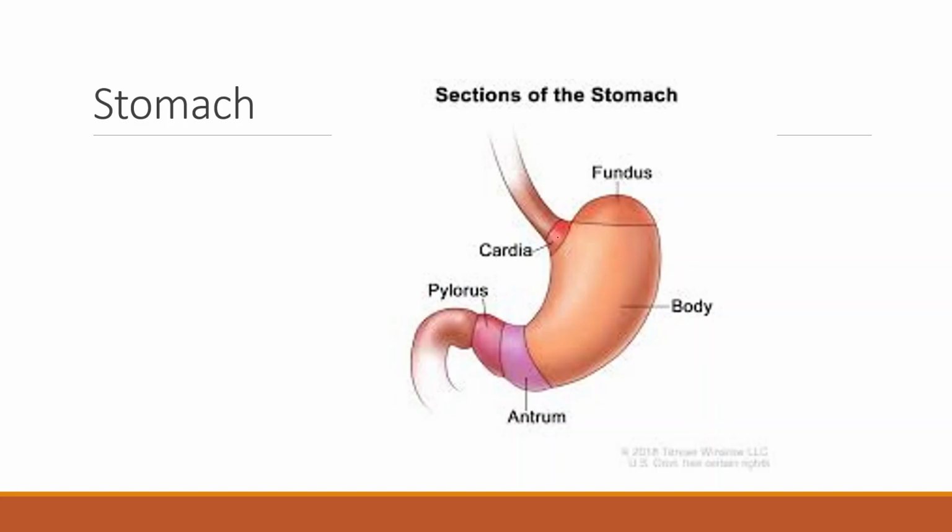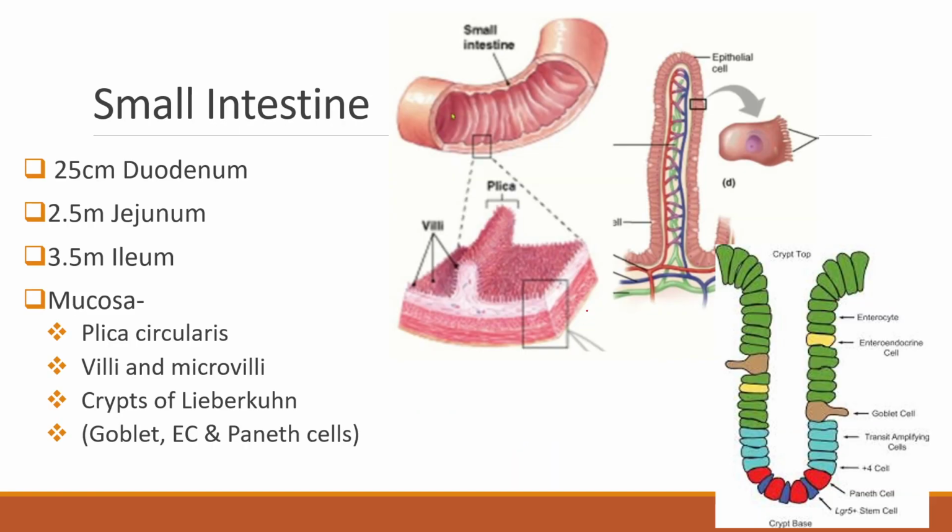Then we have stomach. So esophagus joins the stomach at the cardia end. Then this is a stomach, which is a pouch-like structure having a dome-shaped fundus. Body, the whole part is body, and the last part is antrum, right? Having a sphincter which is guarding the opening, which is called pylorus. Then we have small intestine having three segments: duodenum, jejunum, and ileum.